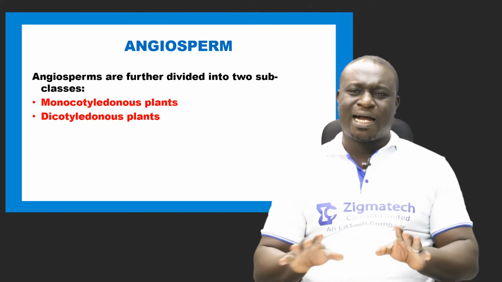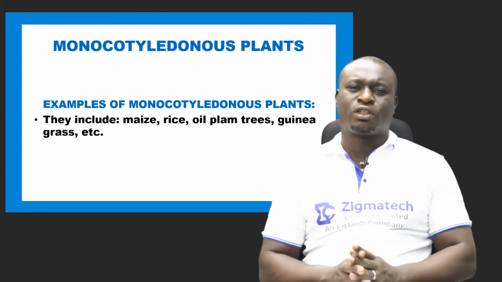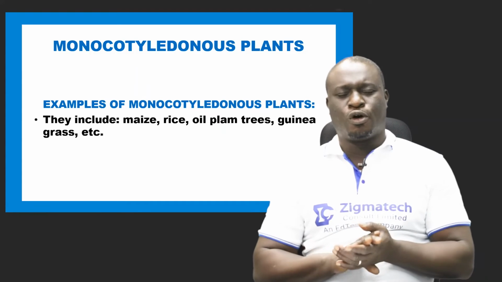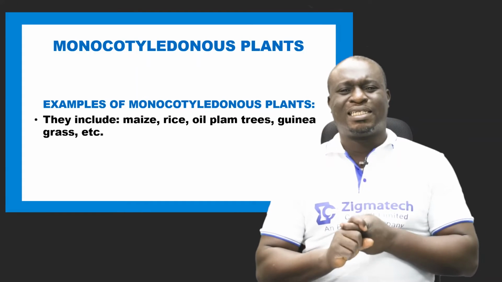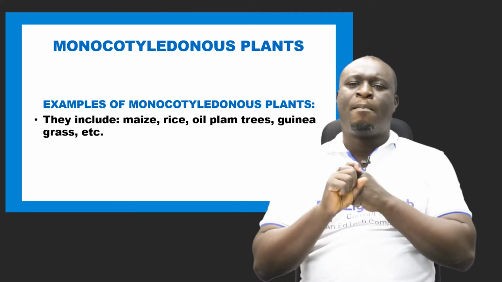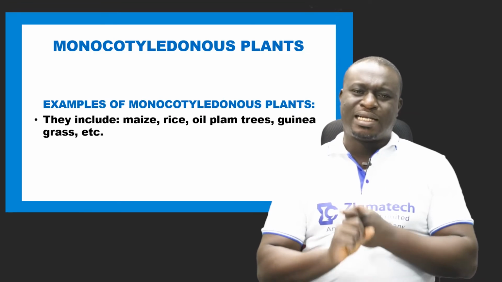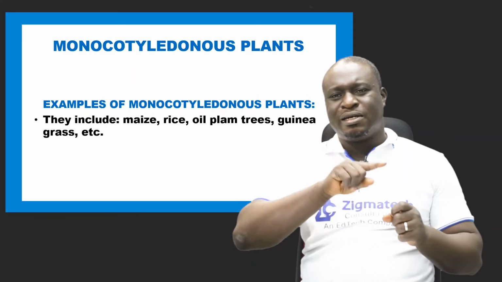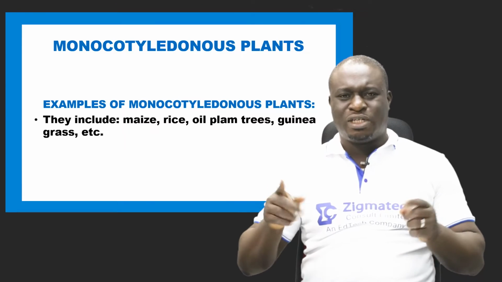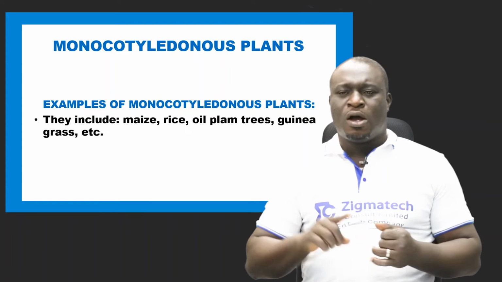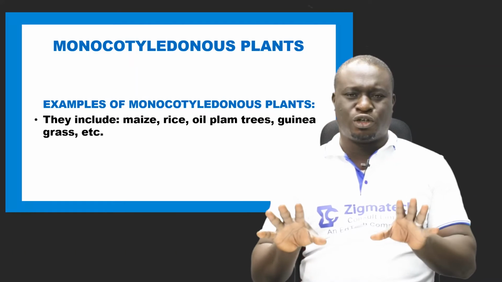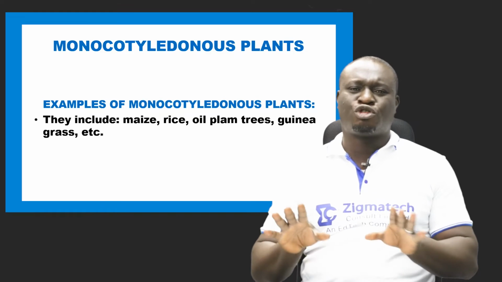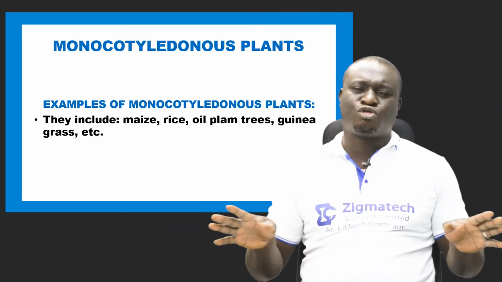Now, for the monocotyledonous plants, I'm going to give you some characteristics. Number one is that their leaves have what we call parallel venation. If you check the structure of the leaves, the veins are parallel. They are not net. Another thing is their root system. Monocotyledonous plants have a fibrous root system.